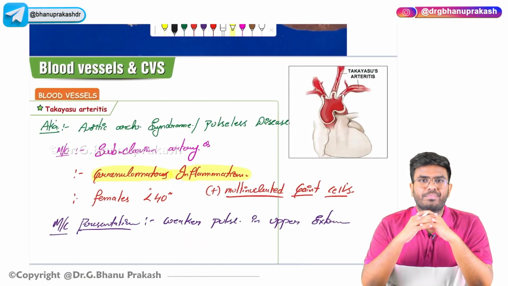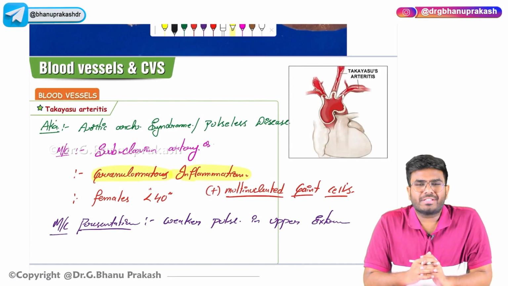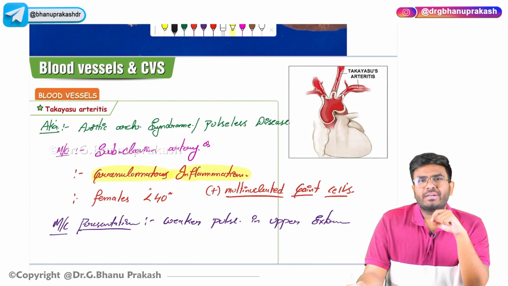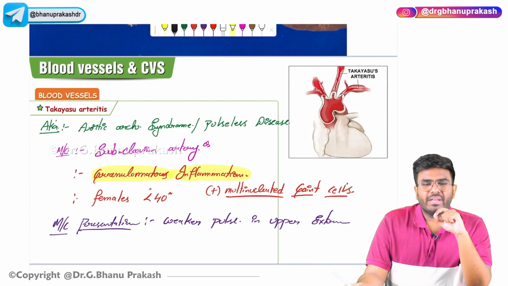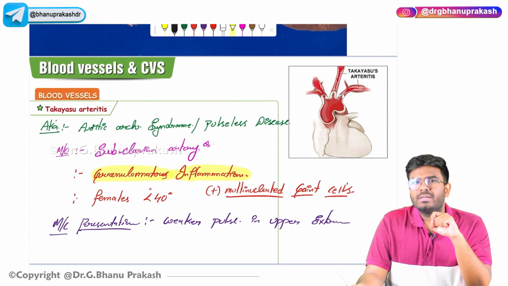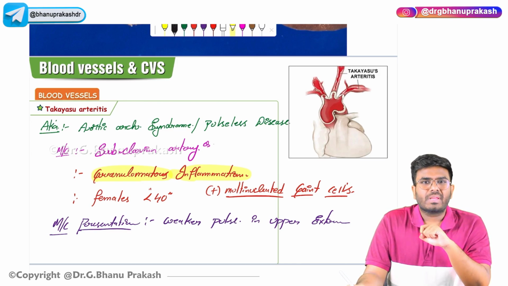Welcome back, guys. After discussing the large vessel vasculitis, now let's discuss the medium vessel vasculitis. Are you able to recollect what the medium vessel vasculitides are? The medium vessel vasculitis includes Polyarteritis Nodosa, Kawasaki Disease, as well as Thromboangiitis obliterans, which is also called Buerger syndrome.